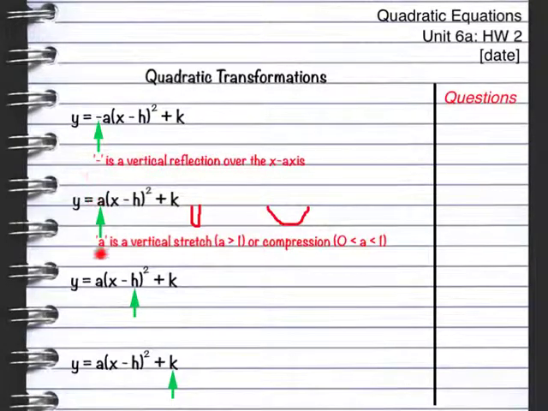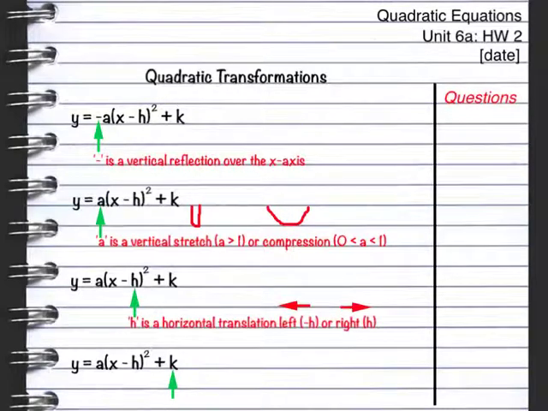A can also stretch or compress a parabola. So if A is greater than 1, for example 2, 5, 25, you're going to look at a stretch. It's basically going to stretch it up and down and make the parabola get narrower. When we talk about a compression, this is where the value of A is less than 1 but still greater than 0. So we're talking about 1/2, 0.33. Those numbers will press coming down and going up and make the parabola get wider. So a stretch is going to make a narrower parabola. A compression is going to make a wider parabola.